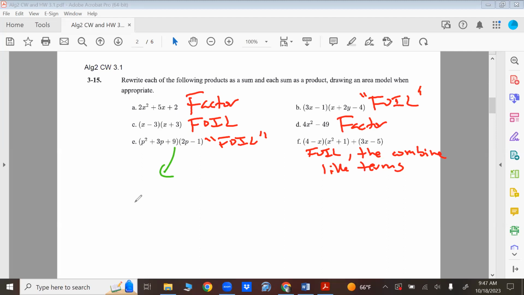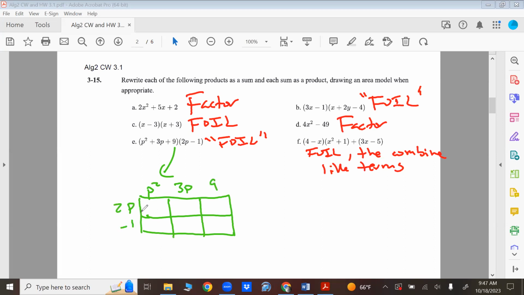So what I would do for something like E, I kind of write like this: p squared, 3p, and 9, 2p, and -1. So it's kind of like FOIL, but not exactly, because you're not necessarily doing 4 terms, you're doing 6 terms. Anyway, so let's work on these 6. This should be pretty straightforward. I'll pause the recording.